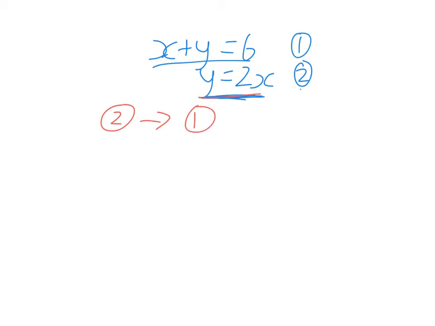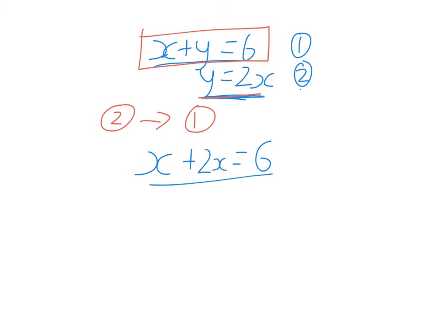The information from equation 2 is telling you that y equals 2 times x. So I take the first equation, and everywhere I see a y, I replace it with 2x. I get rid of the y and replace it with 2x, because y equals 2x. Now I have one equation with one variable, x, and you know how to solve this. x plus 2x is just 3x, so 3x equals 6. I divide each side by 3 and get my solution, x equals 2.